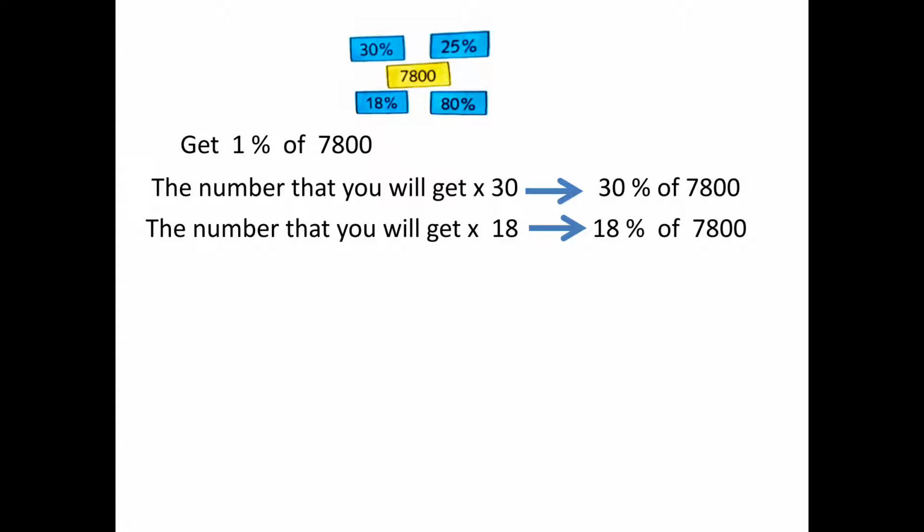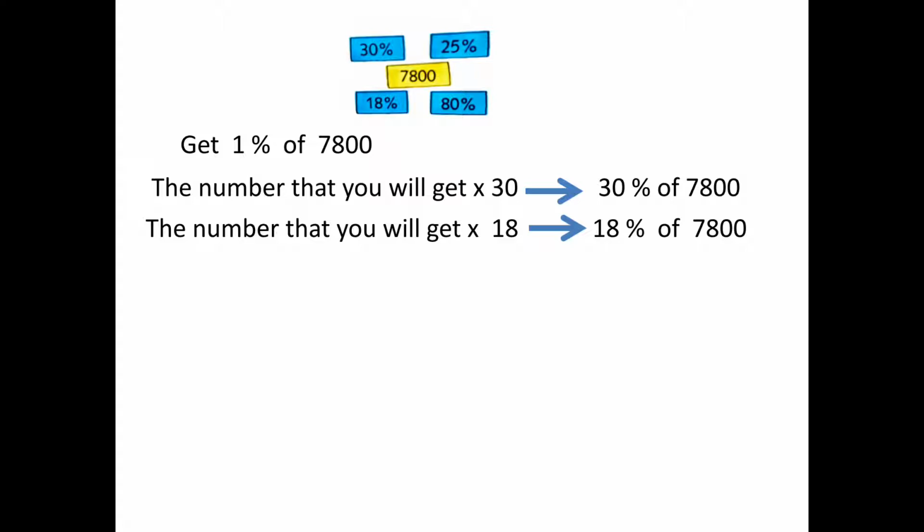Yes. For example, in this question, I have number 7,800 and he wants me to get 30%, 25%, 18% and 80% of the same number. You have an easier way. Instead of doing this by the old way that you know, we have another way.